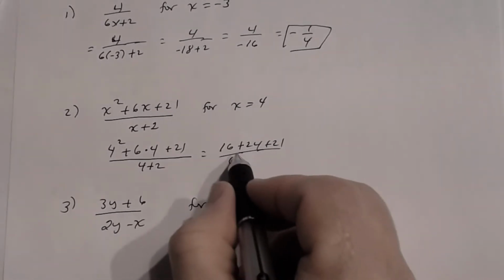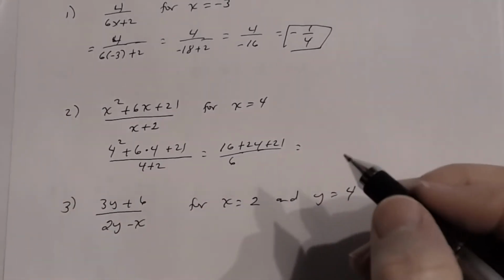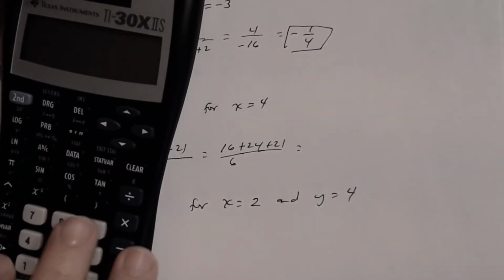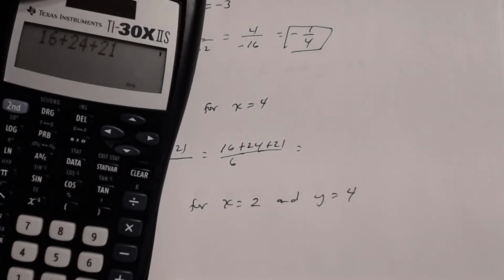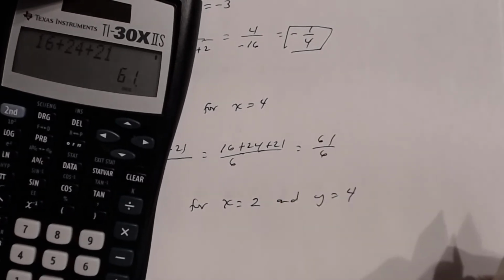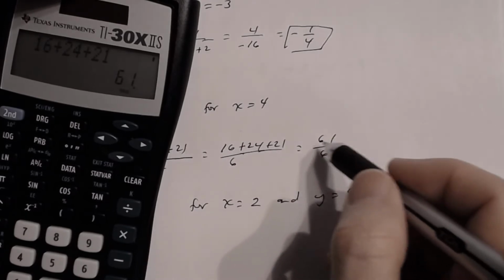When I add those three numbers, 16 plus 24 plus 21, you have access to a calculator. If you use a calculator, you get 61. So I get 61 divided by 6. All right. And you cannot reduce this, you cannot simplify this.